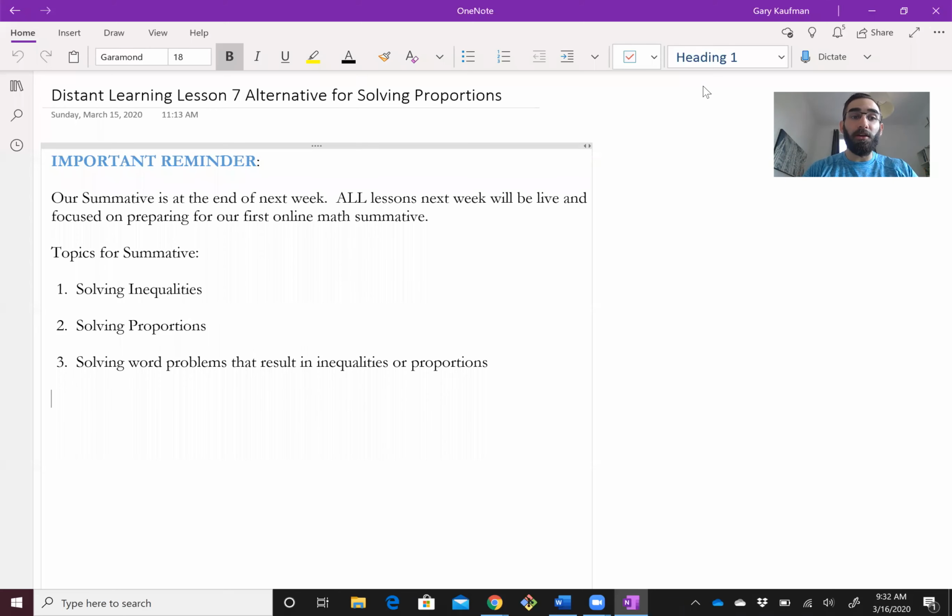They are all focused on preparing for that first online summative. So we're taking a few days to make sure we understand the technology. As a reminder, those are the three topics that the summative is going to be on. So use that as a reference and begin reviewing for it. All right.